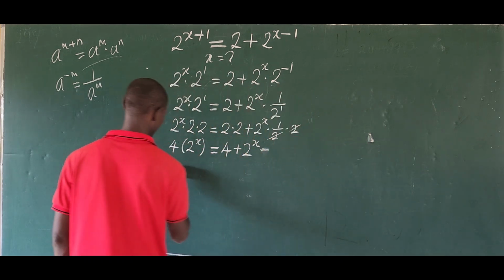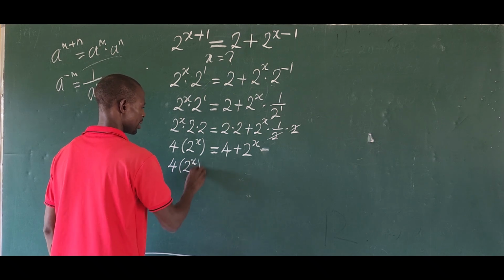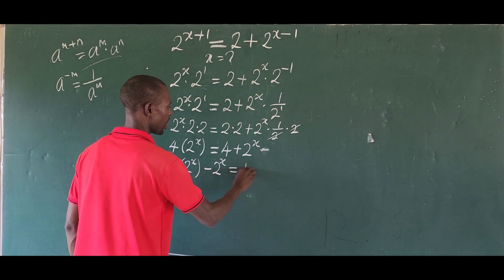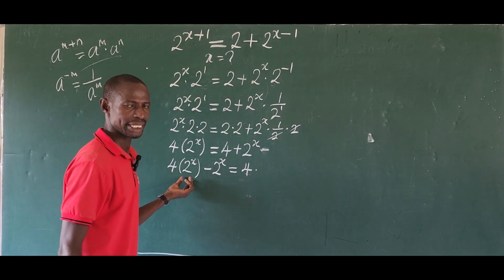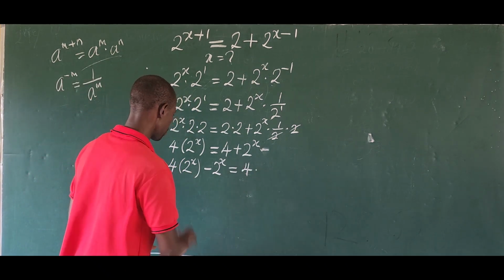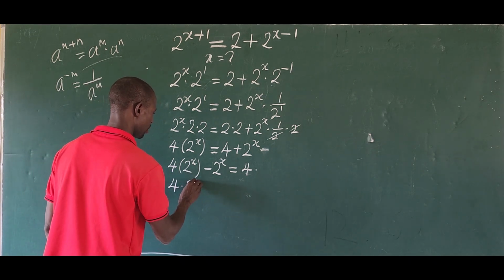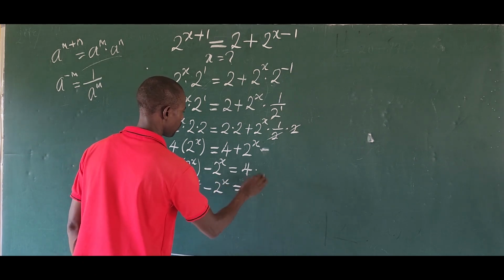And so we're going to have 4 bracket 2 to the power of x close bracket minus 2 to the power of x equal to 4. This is just a bracket. This bracket here also means multiplication. So this could be written as 4 times 2 to the power of x minus 2 to the power of x equal to 4.